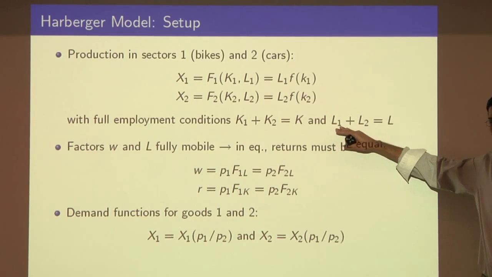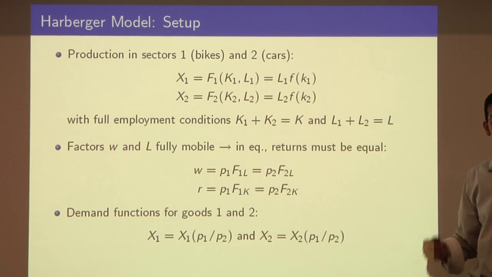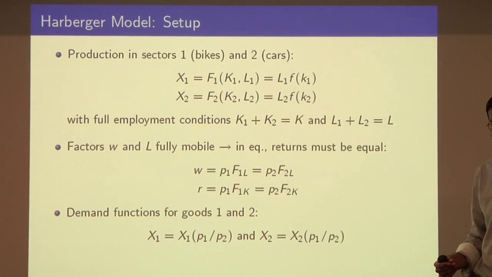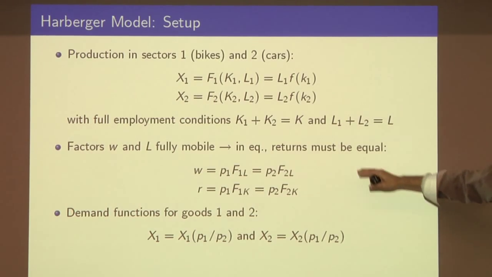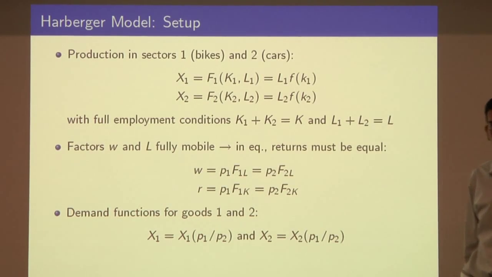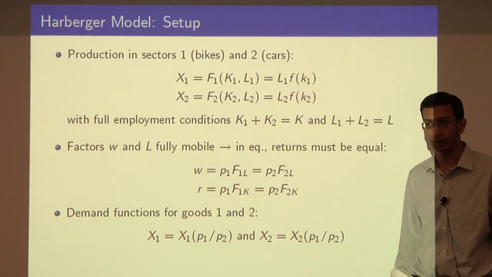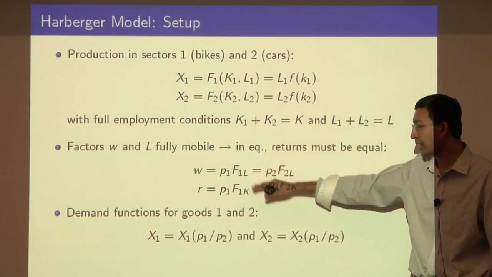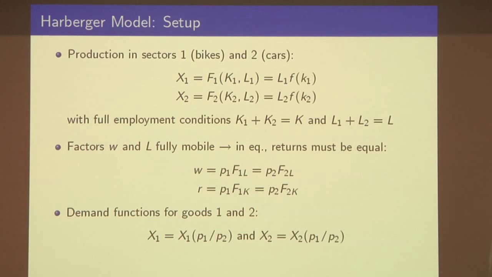Now we have these two full employment conditions. All the capital has to be used and all the labor has to be used. Okay? And then we're assuming full mobility, right? So in equilibrium, the returns have to be equated across these sectors. So we're going to let the wage rate be denoted by W. And so that's going to have to equal the marginal product of labor in sector 1 as well as the marginal product of labor in sector 2, right?